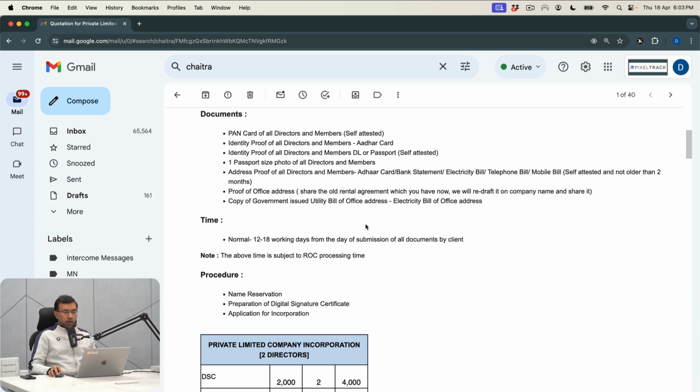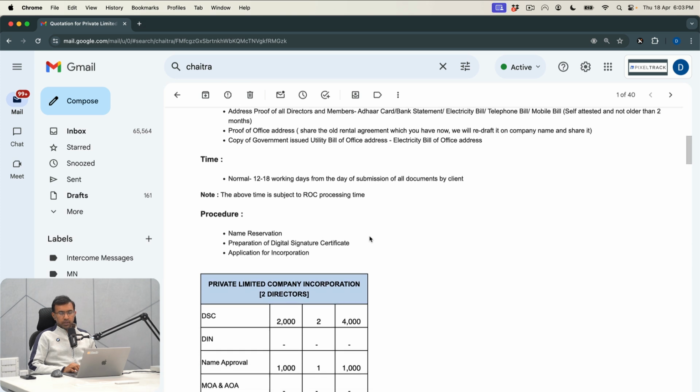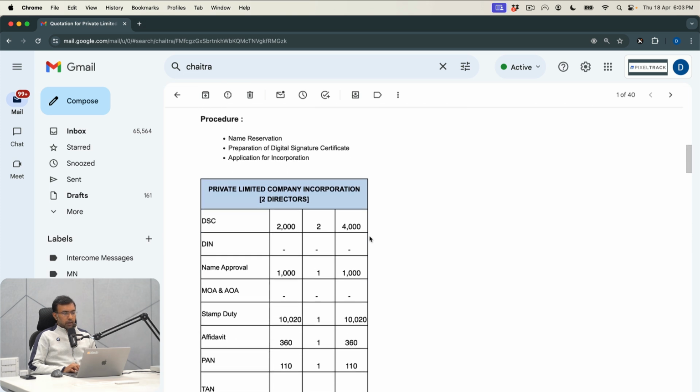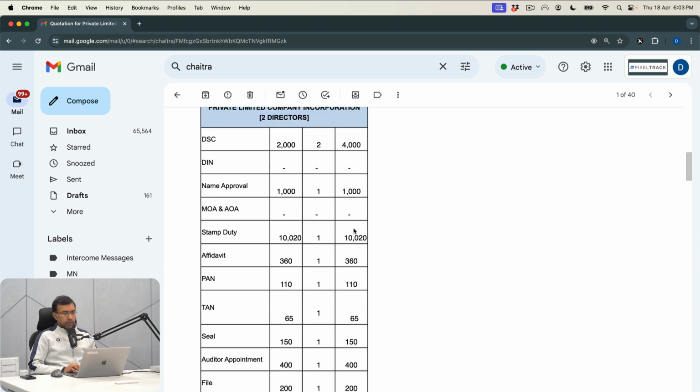But if you do not have a registered office address, maybe you can get a separate door number for one of the rooms in your house and make it your office, or you can get a virtual office address as well. It takes 12 to 18 working days from the date of submission of all the documents by the client, and subject to ROC processing time, which is Register of Companies, which comes under MCA, the Ministry of Corporate Affairs. So let's look at the cost of the company registration.